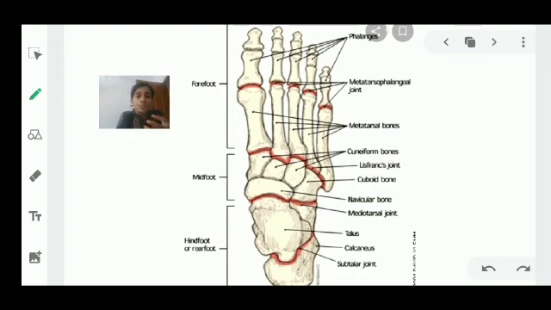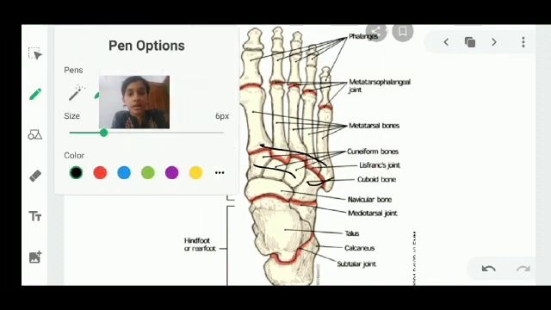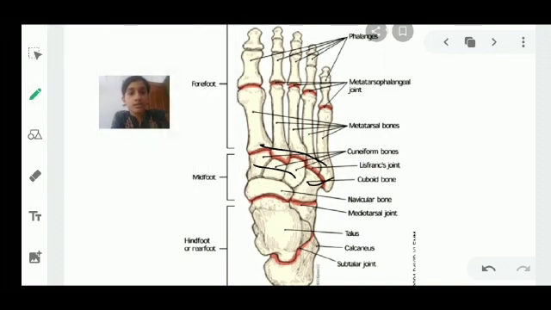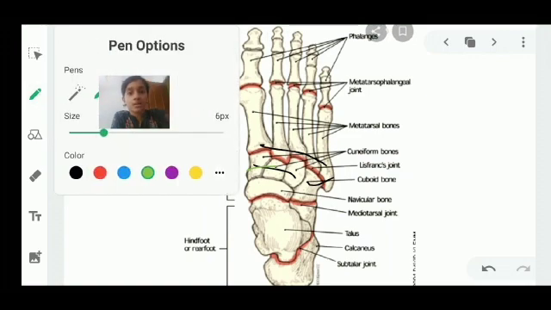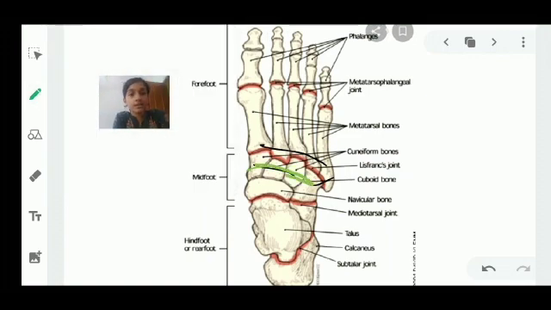So what are the bones involved in the formation of transverse arch? The bones involved are the bases of the metatarsal bones, all the three cuneiforms, and the cuboid. That is, base of the metatarsal bones, all the three cuneiforms, and the cuboid. These are the bones that take part in formation of the transverse arch. Bases of the metatarsals, three cuneiforms, and the cuboid.